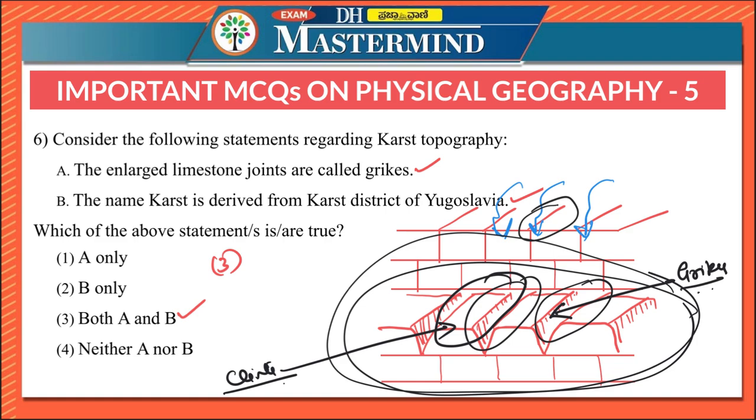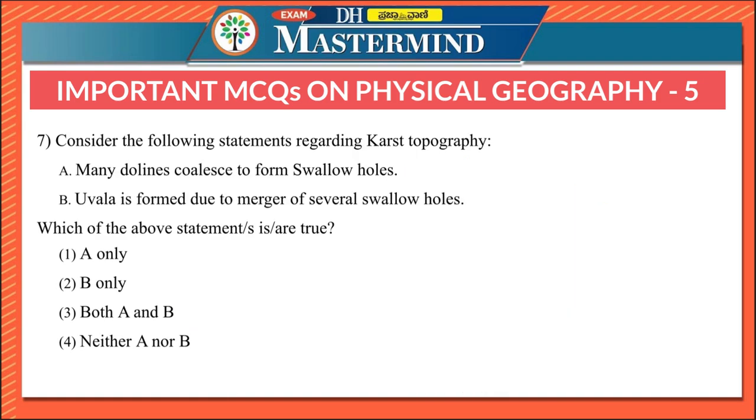The name karst is derived from the Karst district of Yugoslavia, as I've already told you. The seventh question says, consider the following statements regarding karst topography. Many dolines coalesce to form swallow holes. Uvala is formed due to merger of several swallow holes. Here both the statements are false. Therefore, the right option is option 4, neither A nor B.